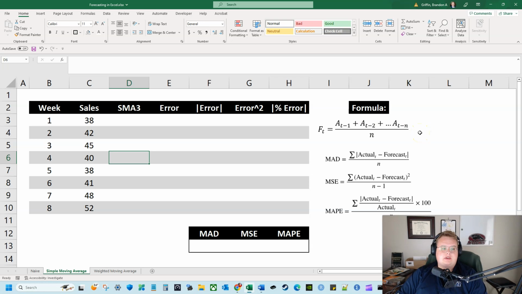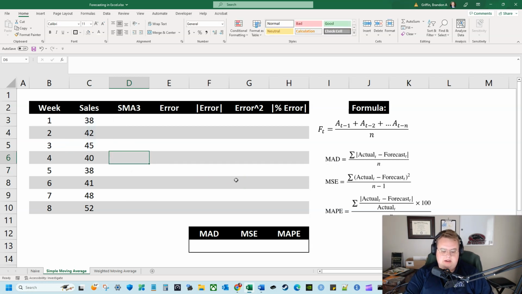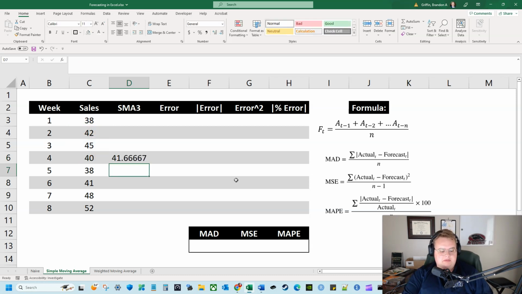So what is our forecast going to be? It is going to be an average of 45, 42, and 38. So let's come over here and do an average of these 3 numbers. To do it manually, I'm going to do equals, and take 45 plus 42 plus 48 and divide that by 3, which gives me 41.667 repeating.